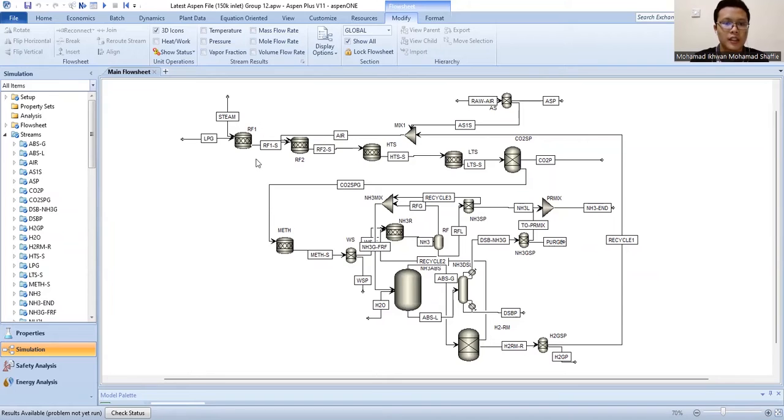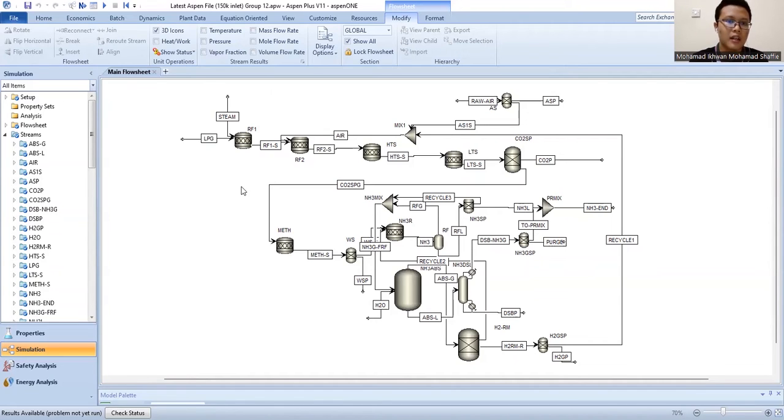This is the primary reformer, RF1. RF2 here is the secondary reformer. HTS and LTS stand for the high and low temperature shift reactors. The fifth one is the METH, which is the methanation reactor. And lastly, the NH3R, which stands for the ammonia synthesis reactor.